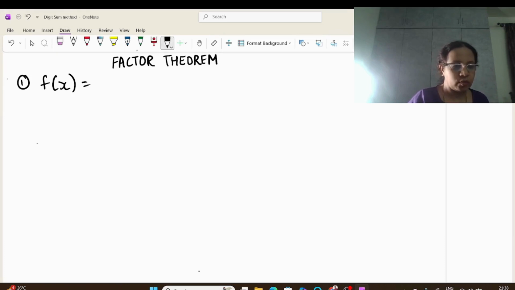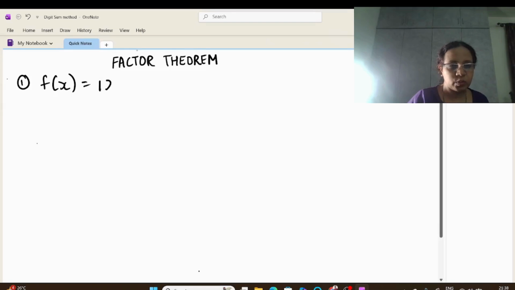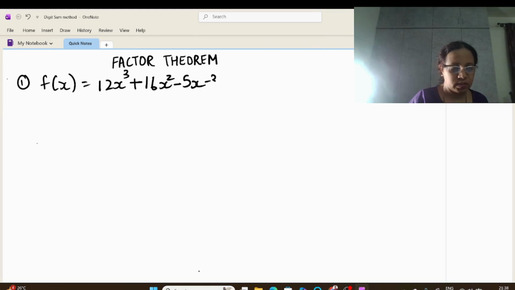Suppose we have to solve the equation f of x, which is 12x cubed plus 16x squared minus 5x minus 3, equal to 0, where minus 3 by 2 is a root. So minus 3 by 2 is a 0 of the polynomial. So if you substitute minus 3 by 2 in this, the equation becomes 0.